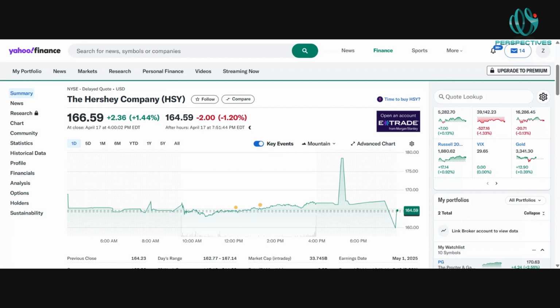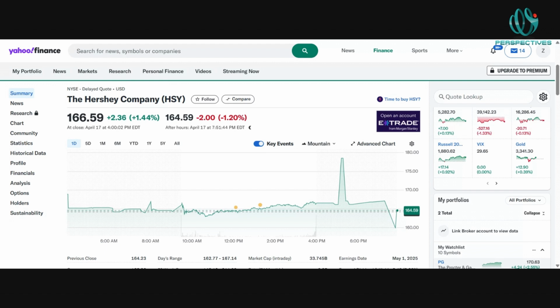Open, this is where the stock started today. So let's say today was a Monday, it would show you the price that the stock started at today. Bid and ask, these are the prices buyers and sellers are offering in real time right now. If you're a long-term investor, you can honestly skip these for right now because that is more for day traders, I would say.